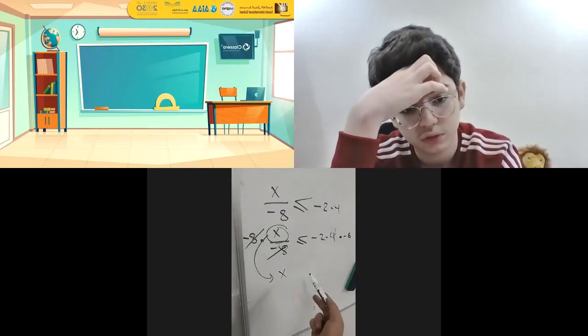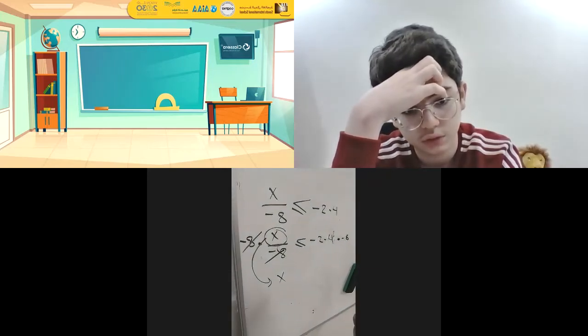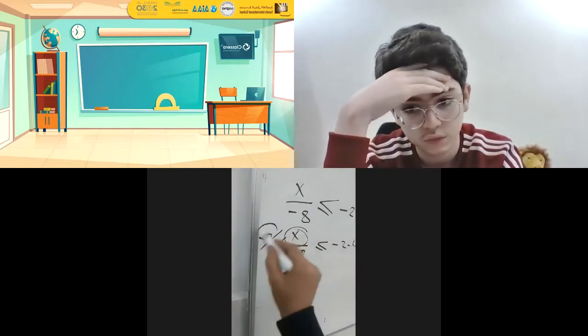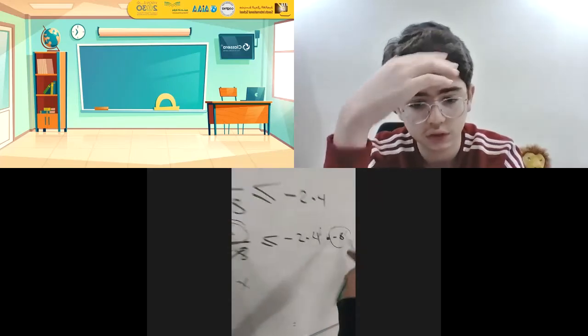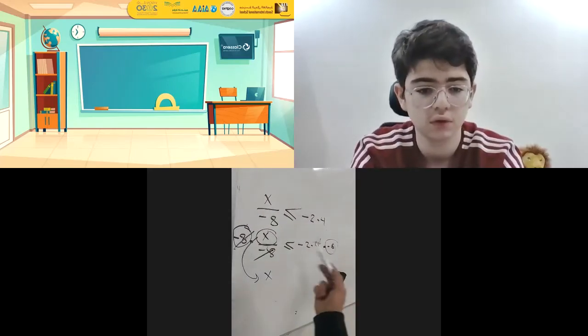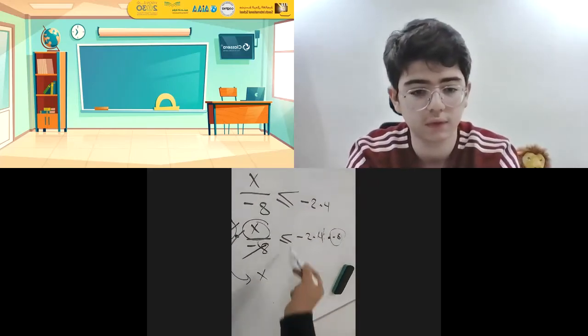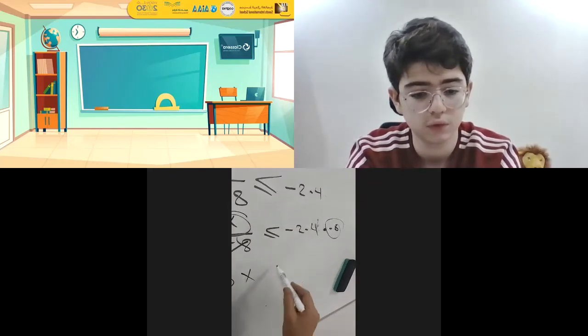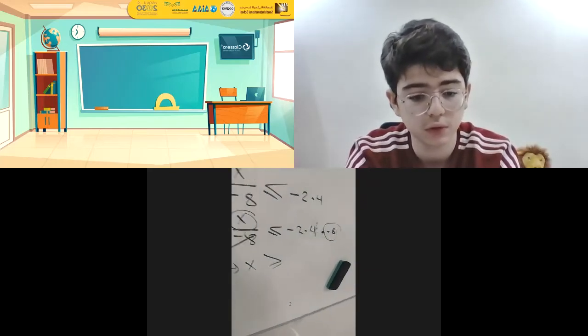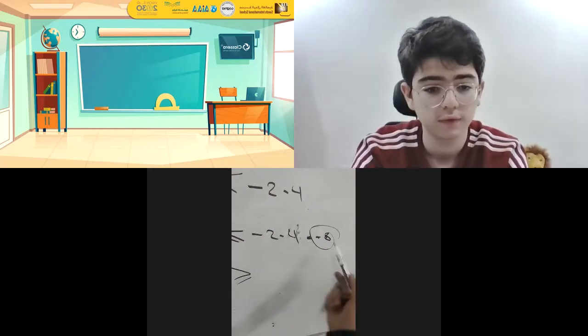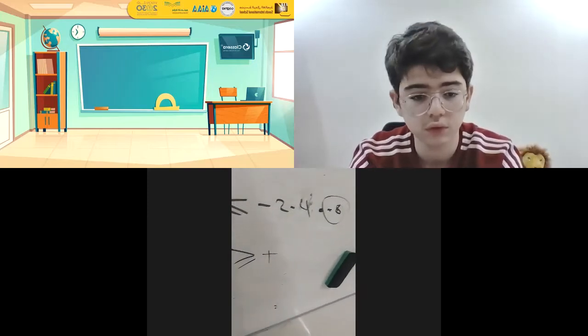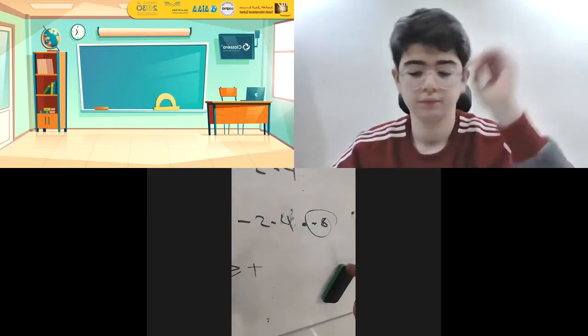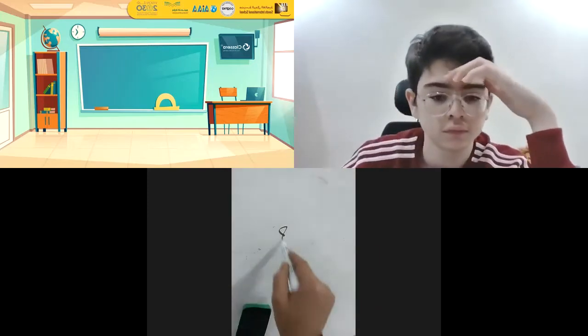Why will I flip the sign? Focus here. I multiplied both sides by a negative, so we flip the sign. This is less than or equal, so it will be more than or equal. And here I multiply negative by negative, it will be positive. And I'll multiply 8 by 2.4 normally.